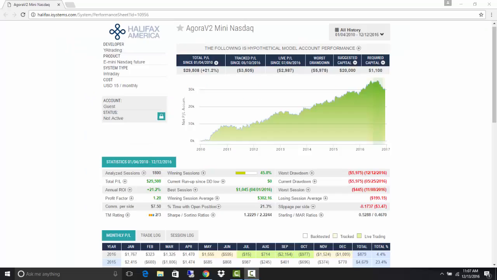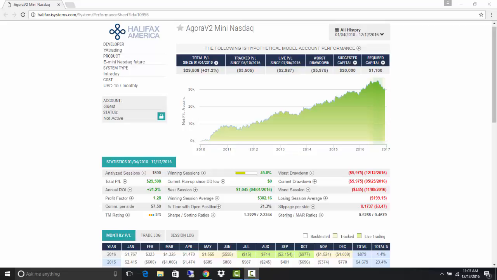Let's take a look at our first system, which trades the E-mini NASDAQ. This system can be found on our Halifax America Algo IQ page, which includes over 400 systems, so we had to apply filters to find the exact type of system we were looking for. You'll notice that the worst historical drawdown is 5,975. Relative to the suggested capital of 20,000, the maximum historical drawdown is about 29%, which satisfies our criteria of keeping the max historical drawdown below 35%.